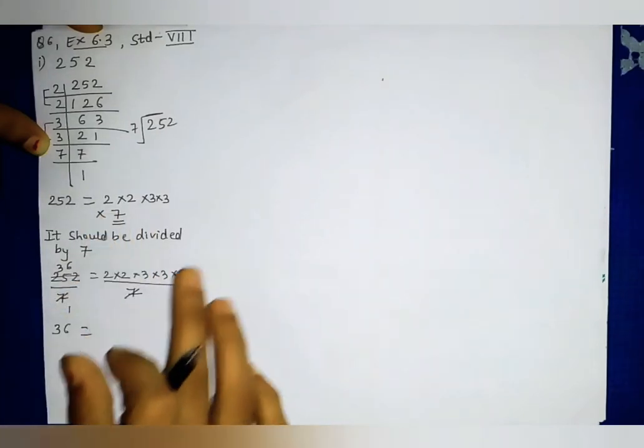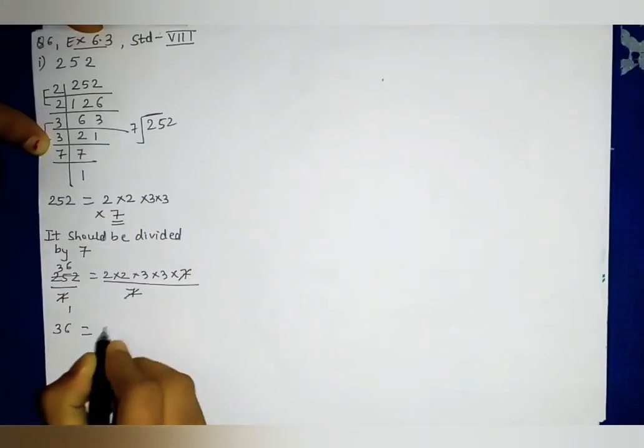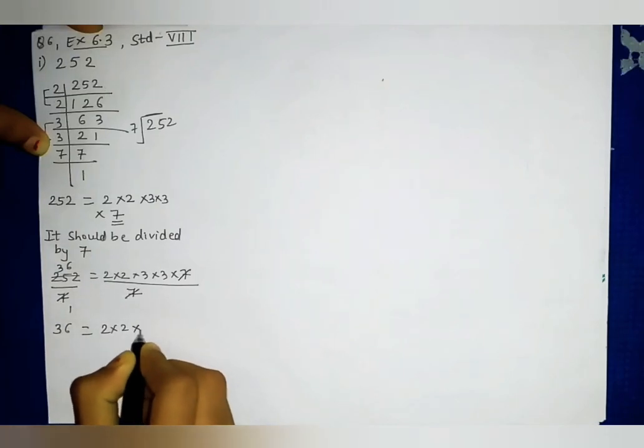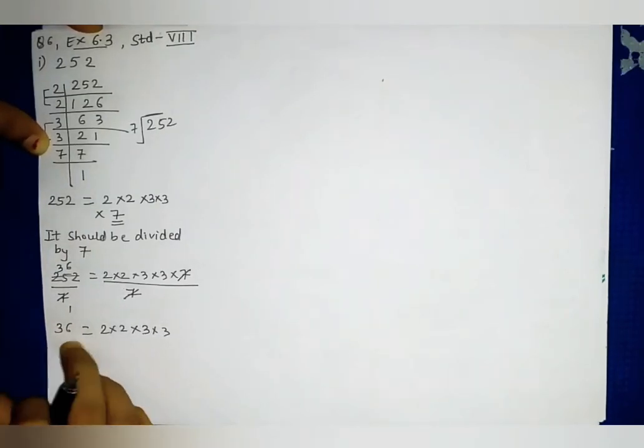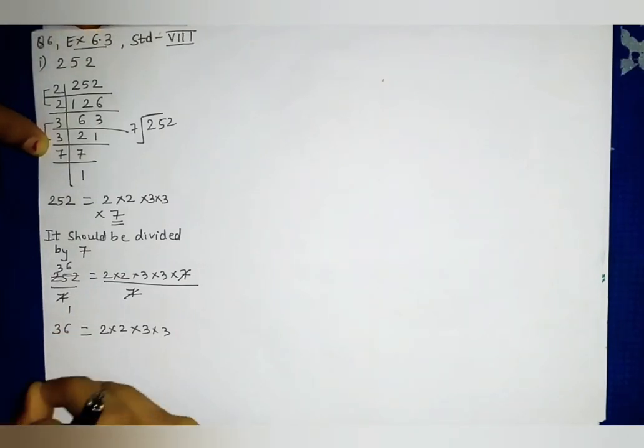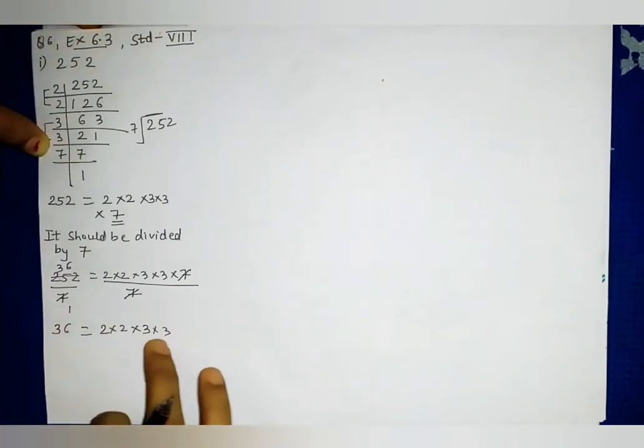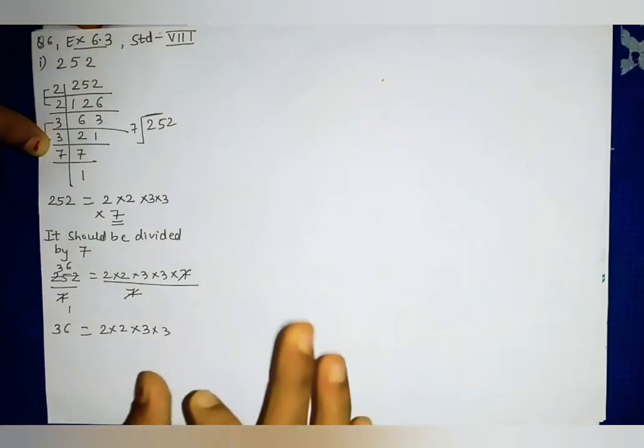Okay, 7 was having no pair. So this 7 is now removed. So this side 2 into 2 and 3 into 3 is left. Now this new number 36 which we got is a perfect square number, because these two are in pair. We can see that. And 36 means 6 times 6.